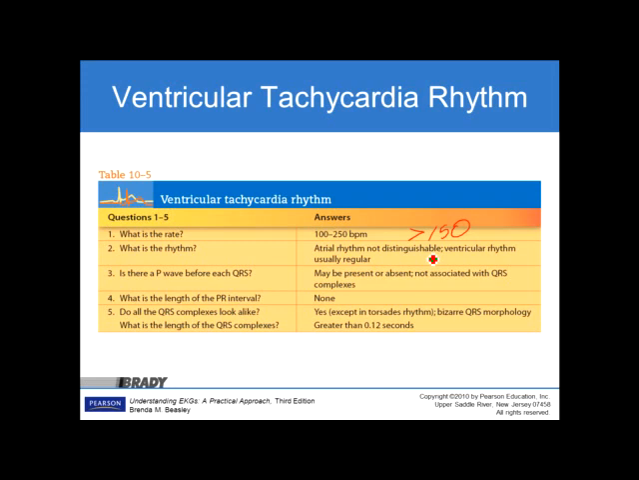What is the length of the PR interval? There's none on step 4. And do the QRS complexes look alike? And the answer is yes, except for in torsades, and we'll talk about torsades here in a minute or two, which is polymorphic, meaning it's coming from many sites, and it looks a little different, or the QRS morphology is very, very bizarre. And the width of the QRS complexes is going to be greater than 0.12 seconds.